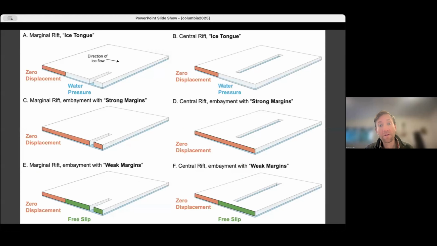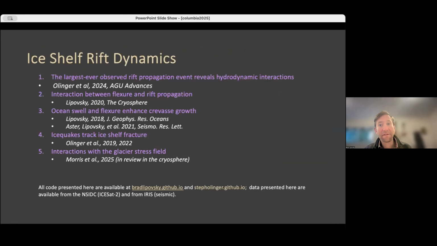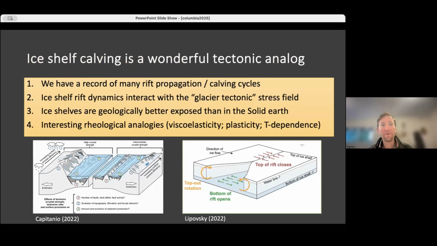We did this for different geometries, for central rifts or marginal rifts, and calculated stress intensity factors using linear elastic fracture mechanics. Again, I don't think I have enough time to go into all of that in detail. We'll leave some time for questions, but I can point you to these papers published over a few years. The things we've looked at include the largest ever observed rift propagation event, which reveals hydrodynamic interactions with the oceans, most recently in AGU Advances. We have a paper in review in The Cryosphere about glacier stress interactions, and several papers about ice quakes. So again, I'll leave you with these thoughts that I think might be fun to discuss.